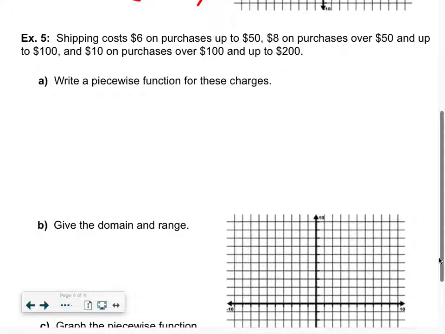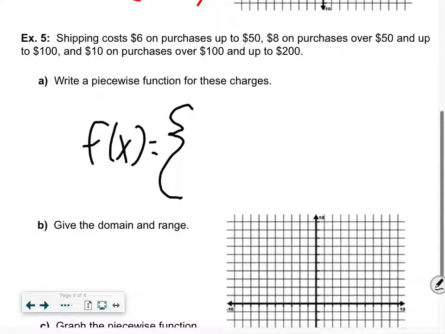We have shipping costs. $6 on purchases up to $50, $8 on purchases over $50 and up to $100, $10 on purchases over $100 and up to $200. So we are gonna make a function rule. It starts with f of x equals a fancy symbol. That's how they always start. Equals the bracket thing, like a mustache. Mine's lopsided this time.